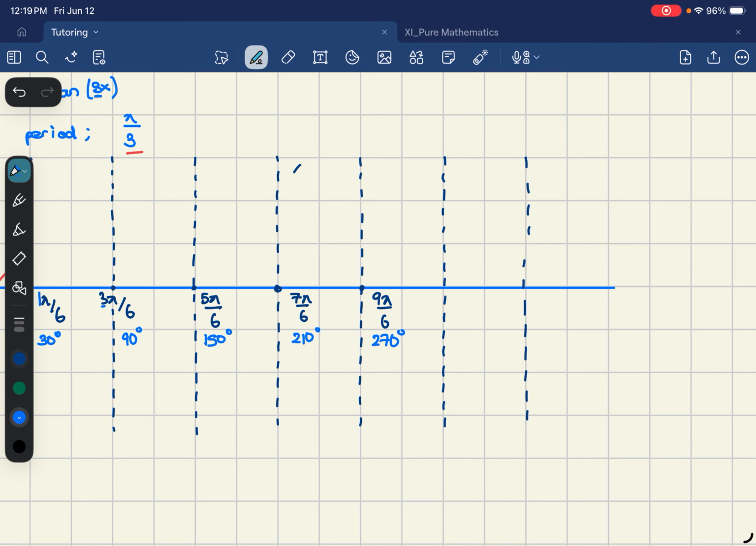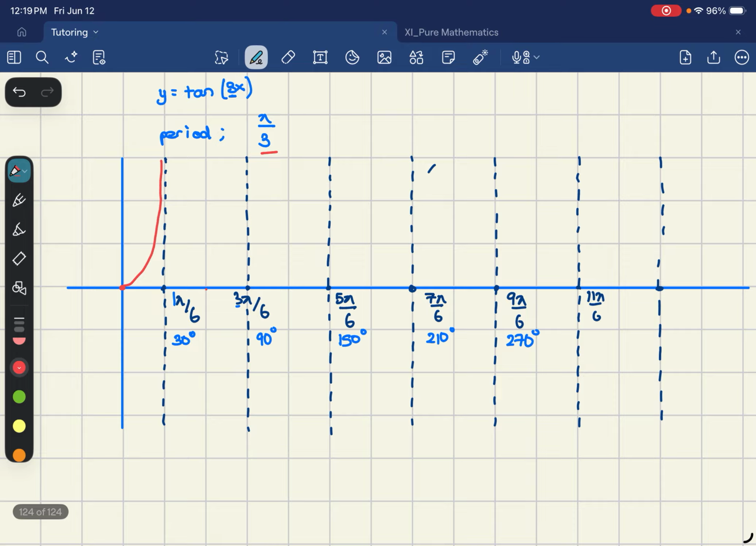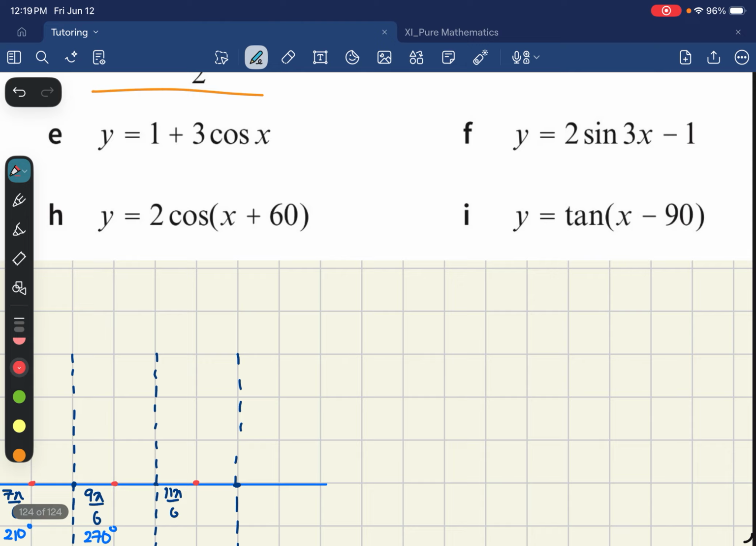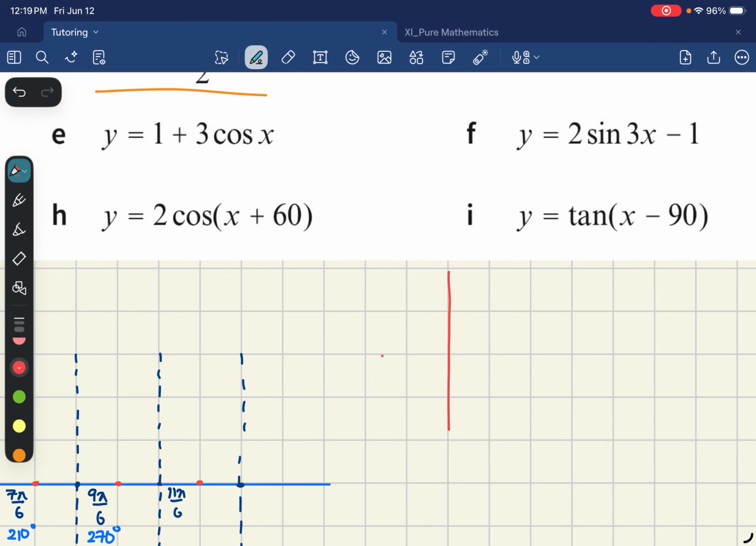So after 9 pi over 6, you have 11 pi over 6. And this is beyond 2 pi, so I don't need to draw this asymptote actually. So now, how do you draw the curve? Well, the tan curve, in the middle of these, you're going to get a 0. So pi by 6, what is 3 pi by 6? If you take the middle values of your two asymptotes, you're going to get 0. Why? If you remember what the tan curve looks like.